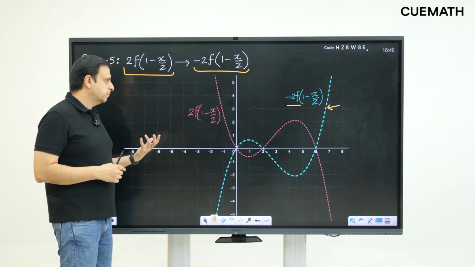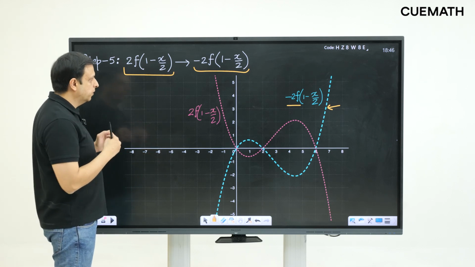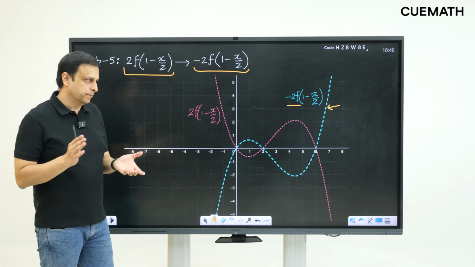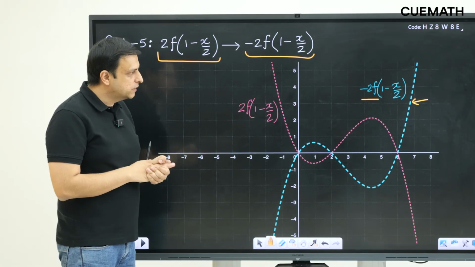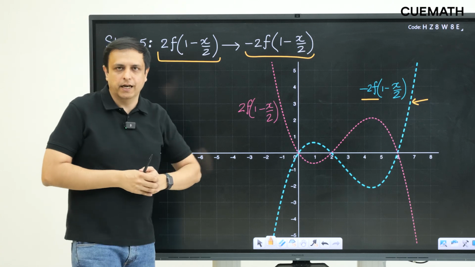This might seem a bit complicated, but it's very, very logical if you're able to analyze the component transformations of this expression. So that concludes our lesson on horizontal stretching and shrinking.